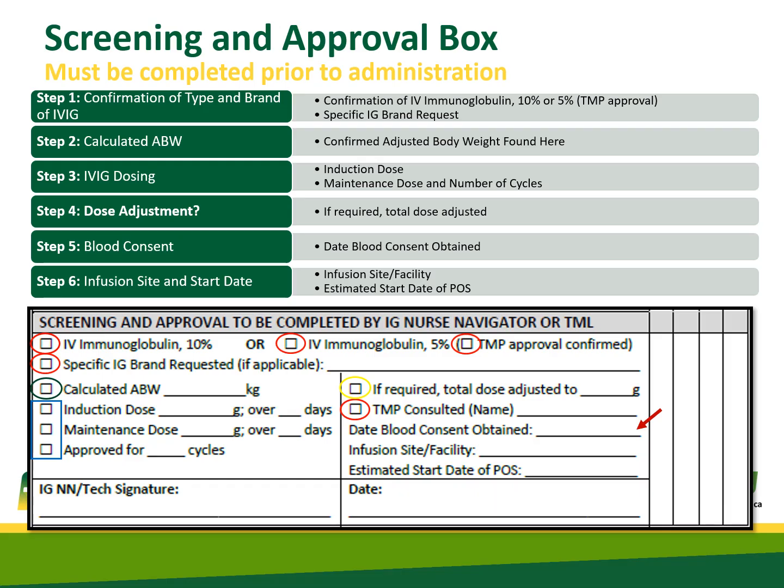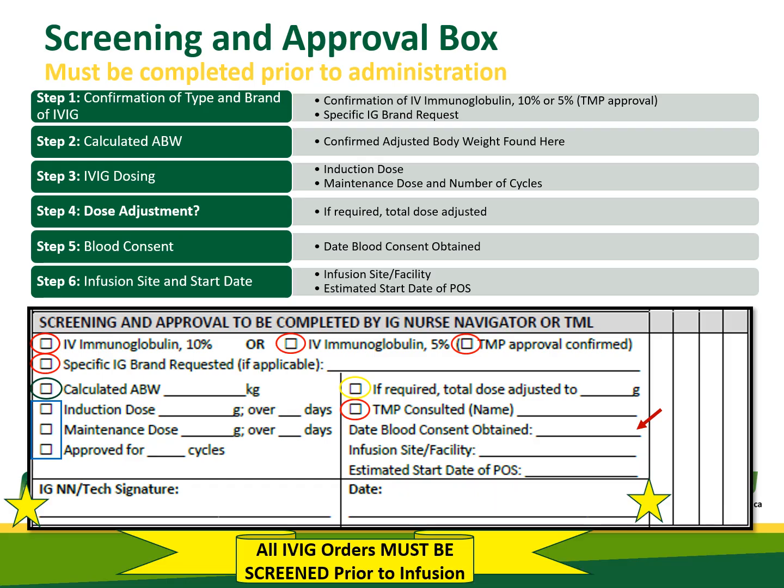So the lab gets to skip step 5 and step 6. That is more pertinent to our non-urgent outpatient orders in terms of that we need to make sure that there is a valid blood consent prior to approving the order. And then we would also indicate where the patient is going to be receiving their infusion and what the start date of that order is.